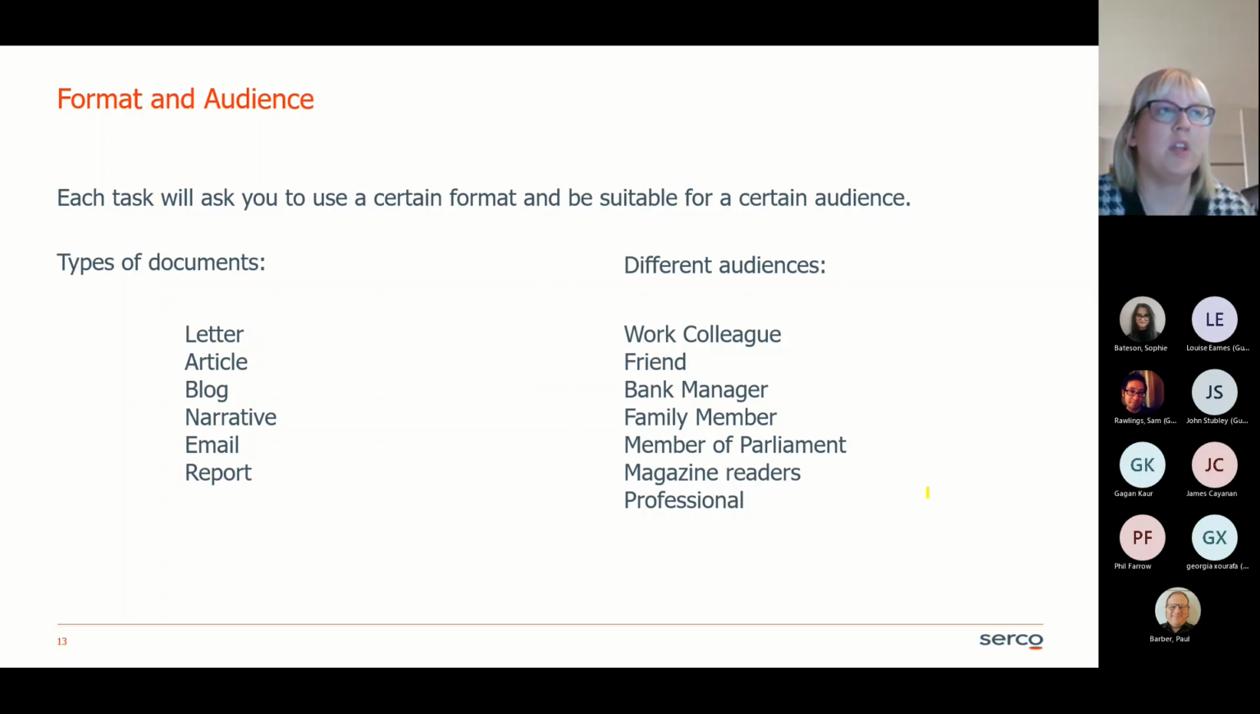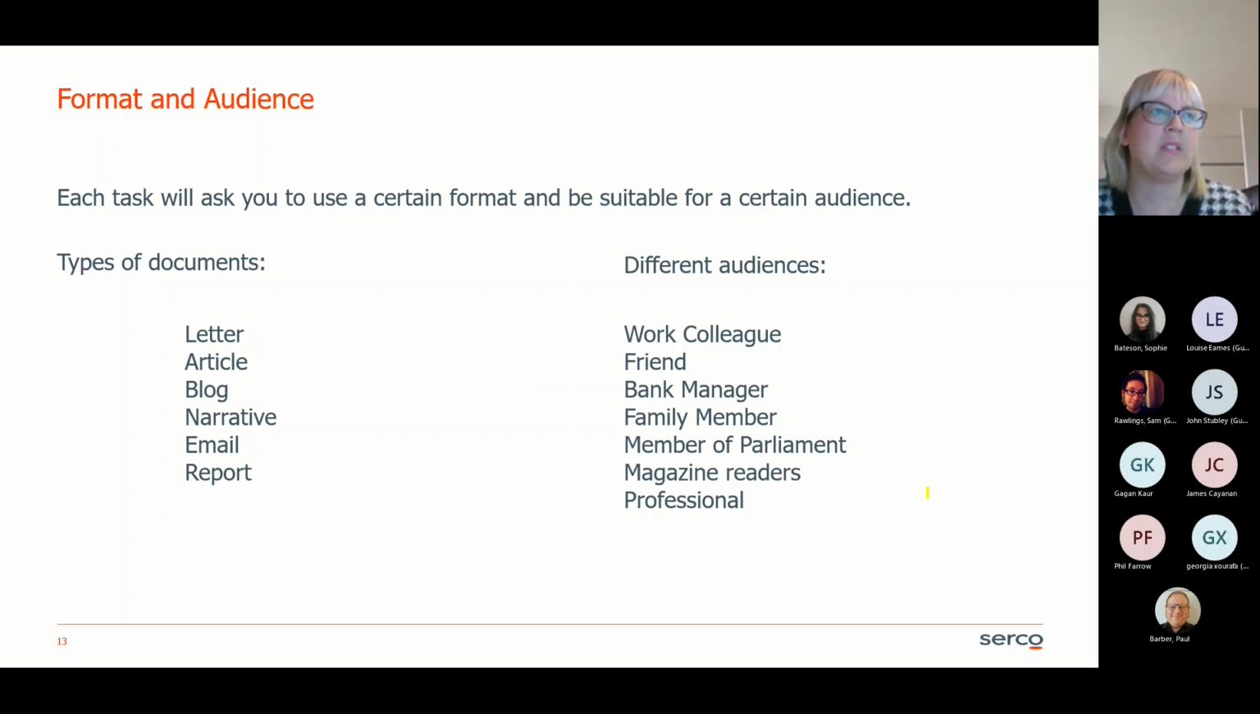Now, the one thing that you have to remember with the audiences is that you would change your tone of writing for different audience members, for different audiences. So if you were asked to write, say, an email to a friend, you would imagine the language would be more relaxed. It would be quite light-hearted, maybe.